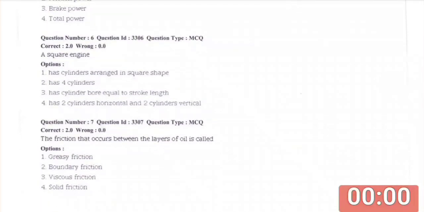Question number 7. The friction that occurs between the layers of oil is called: option 1, greasy friction; option 2, boundary friction; option 3, viscous friction; option 4, solid friction. Answer is boundary friction. Boundary friction generally occurs when a surface is at least partially wet but not so lubricated that there is no direct friction between two surfaces.